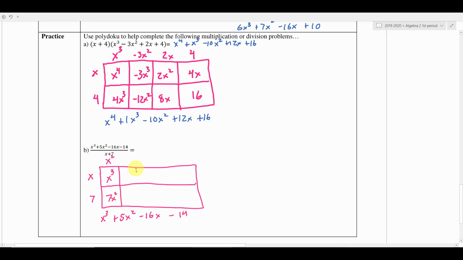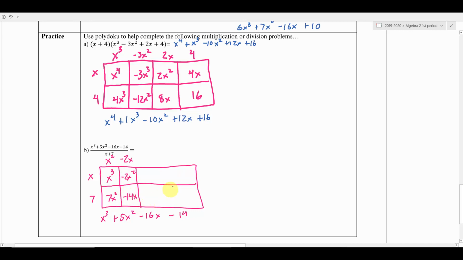I'm going to create another column, right, for the x squareds. And I have 7x squared here. I need a grand total of 5x squared, so I know that this has to be a negative 2x squared. That way, when I add those up, I get my 5x squared. All right, so x times something gives me negative 2x squared, so it's got to be a negative 2x. Right? And then negative 2x times 7 is negative 14x.